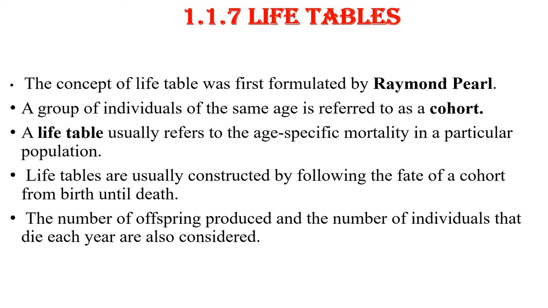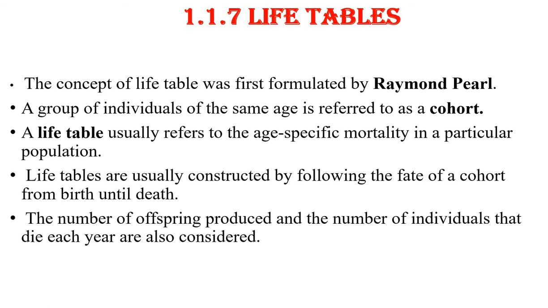A group of individuals of the same age is here referred to as a cohort. Life tables usually refer to age-specific mortality, that is mortality which is related to a particular age group in a particular population. Life tables are usually constructed by following the fate of a cohort from birth until death.